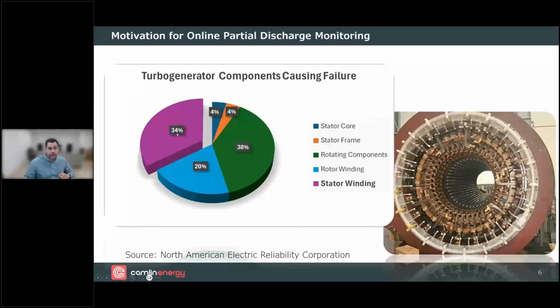So again, the insulation systems of turbo generators are very similar to the hydro case. So they would have many of the same failure modes and characteristics of failure that we can detect through online partial discharge monitoring, like already mentioned.